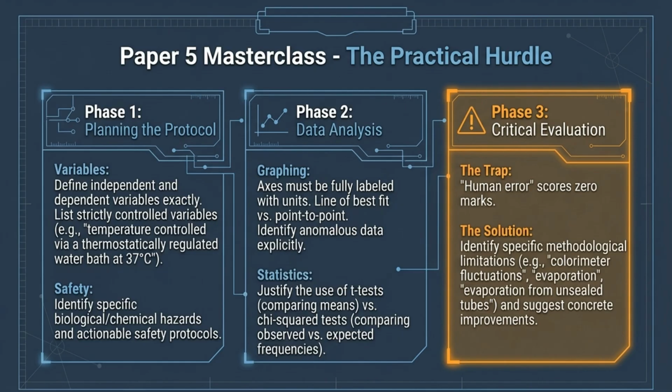Now let's talk about the practical hurdle, paper 5. You have to plan the protocol, analyze the data, and, most importantly, critically evaluate. Here's a huge tip. Human error scores 0 marks. Don't say it. Instead, identify specific methodological flaws like colorimeter fluctuations or evaporation from unsealed tubes. Give the examiners concrete improvements.